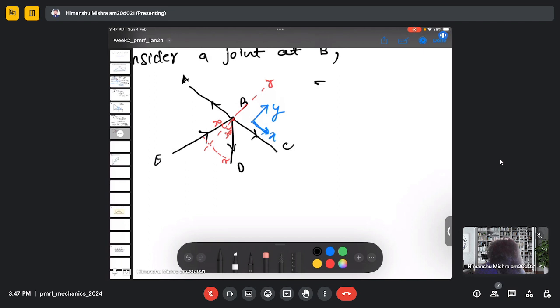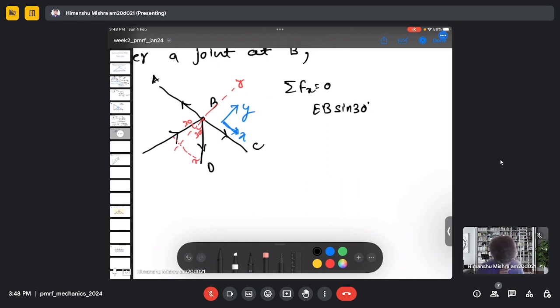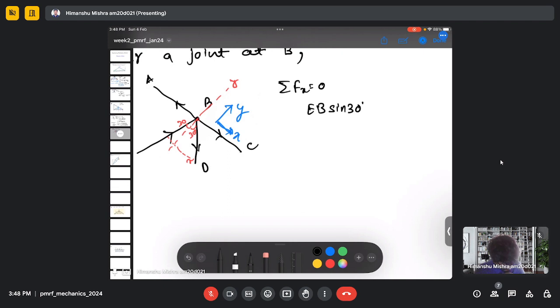So if I do the force balance here, in the x direction, here I have EB sine 30 plus BD sine 30 plus CB minus AB equal to 0. This is my equation 1.